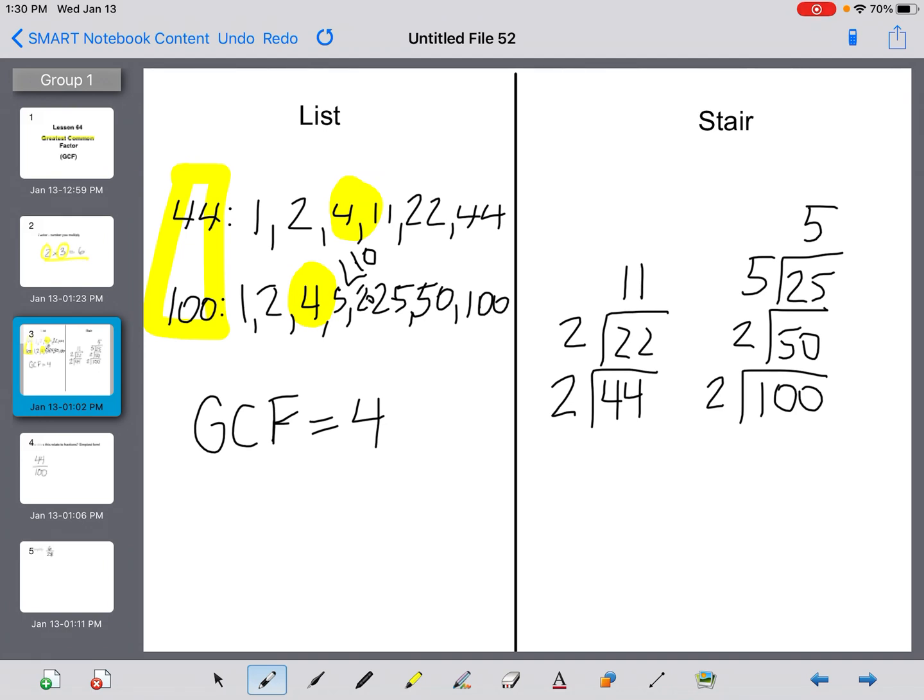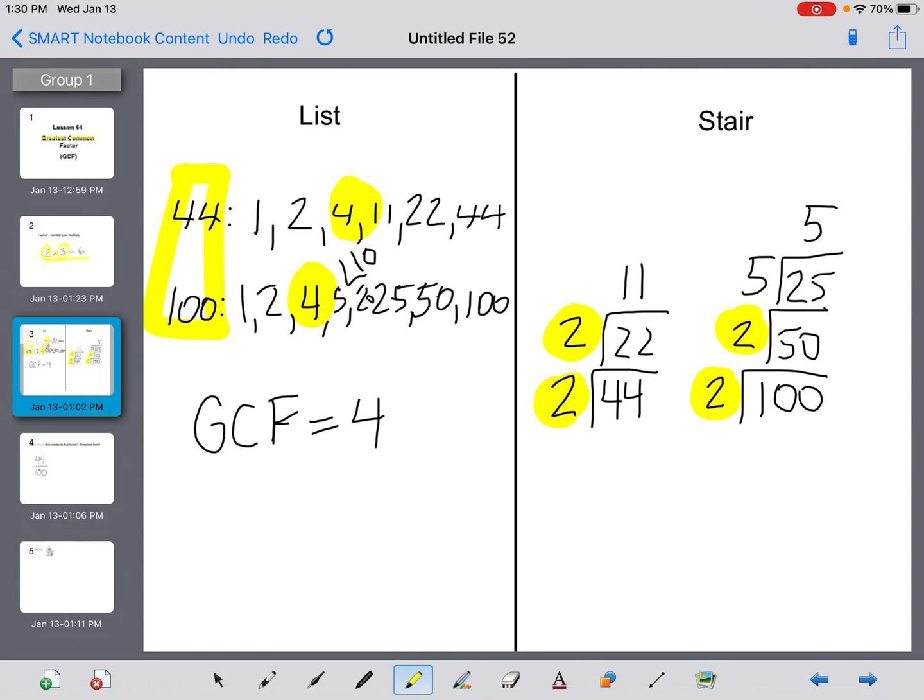Okay, so now we've got our 2 staircases. And remember, you have to now look for matching numbers on the staircases. All right, so we have a 2 over here, and we have a 2 over here. We have a 2 here, and a 2 here. And that's it for the matching numbers.